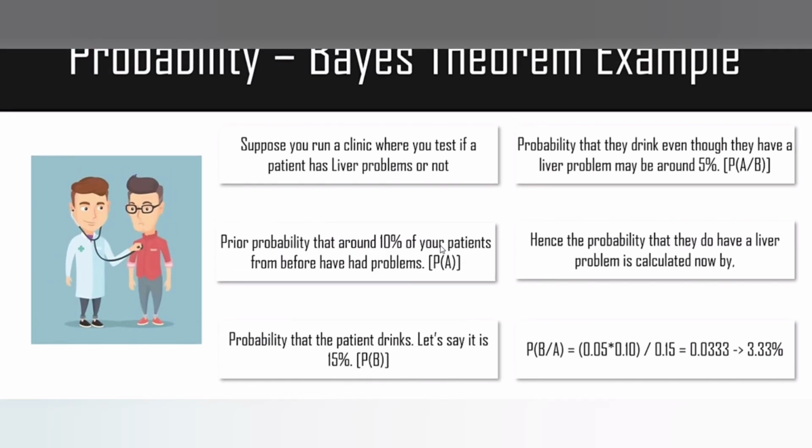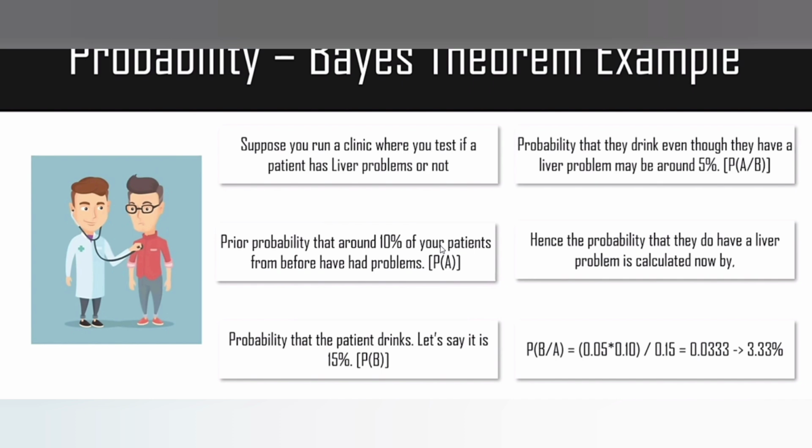Bayes theorem, for example: suppose you run a clinic where you test if a patient has liver problems. The prior probability is that 10% of patients have a liver problem, that is P(A) = 10%. The probability that patients drink, let's say, is 15%. So liver problem is dependent on drinking. If they drink, they have a liver problem.